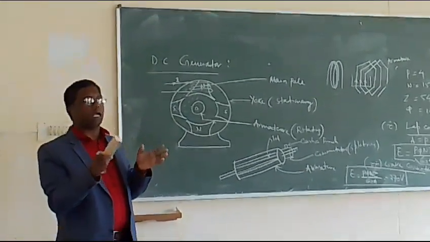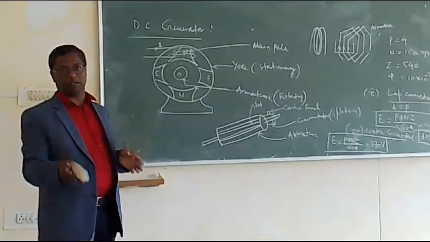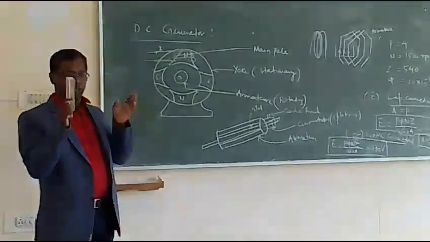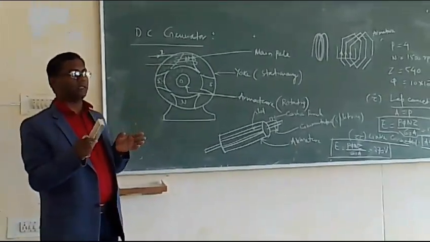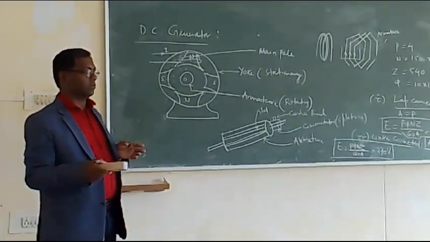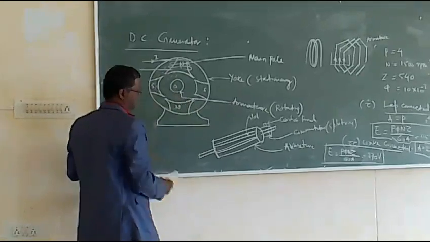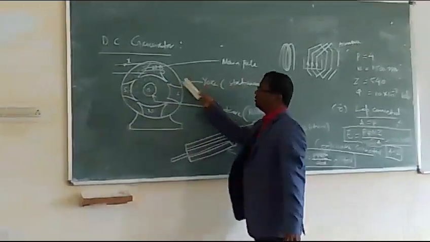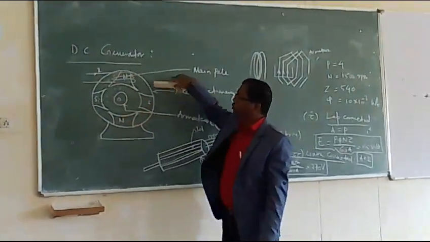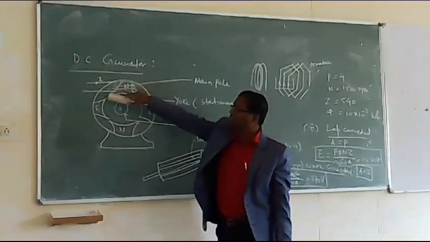The same machine can act as a generator as well as a motor. The same machine, with the same construction, can act as a motor or generator. Now come to the construction. In this case, you see, this is the outer frame, the outer perimeter.